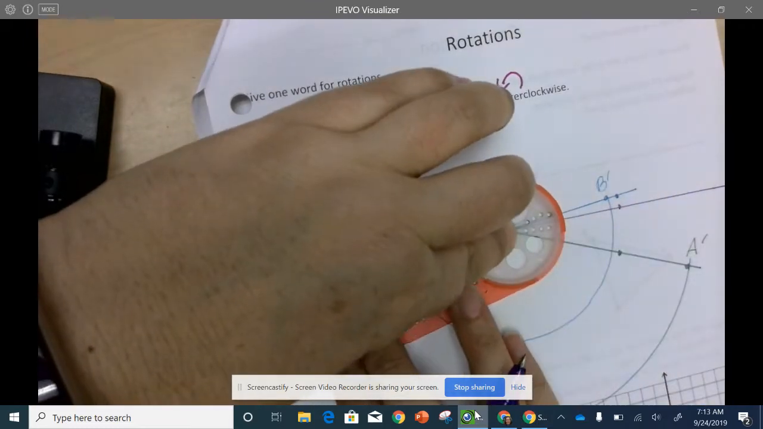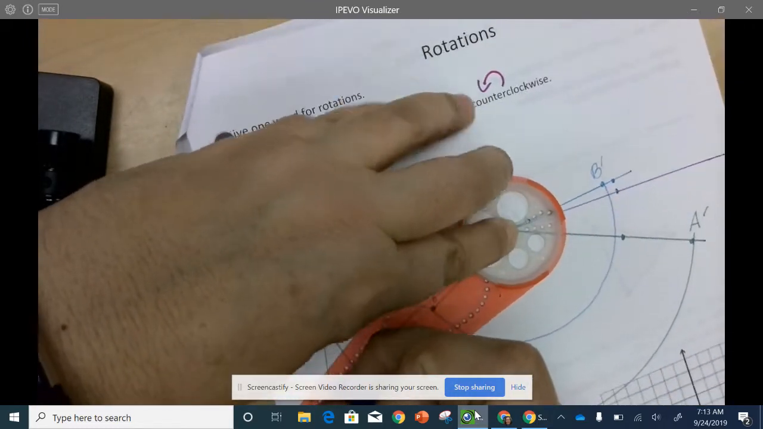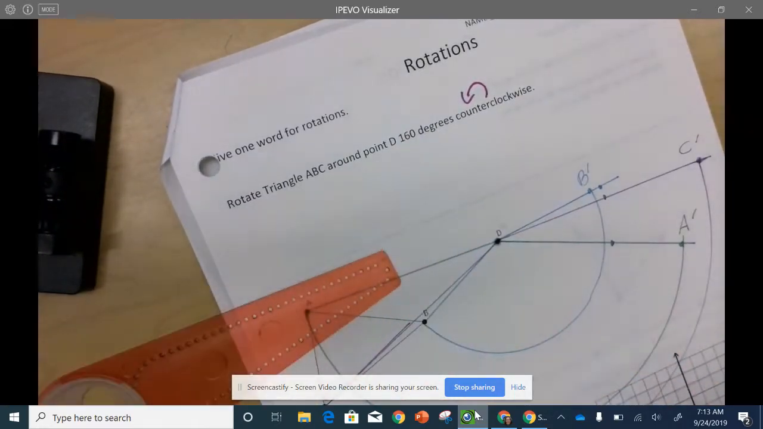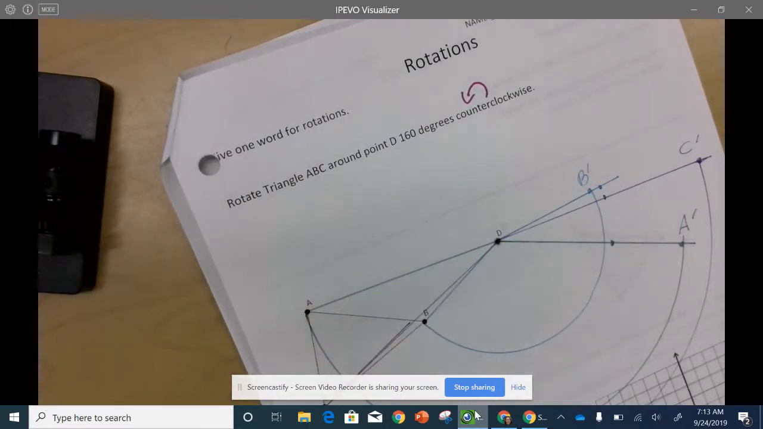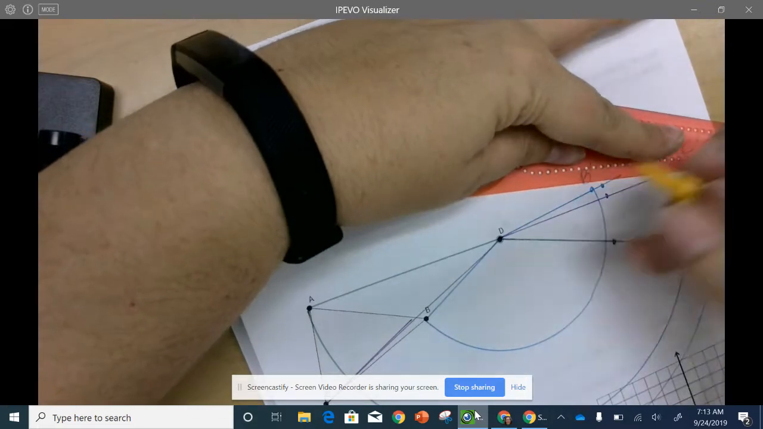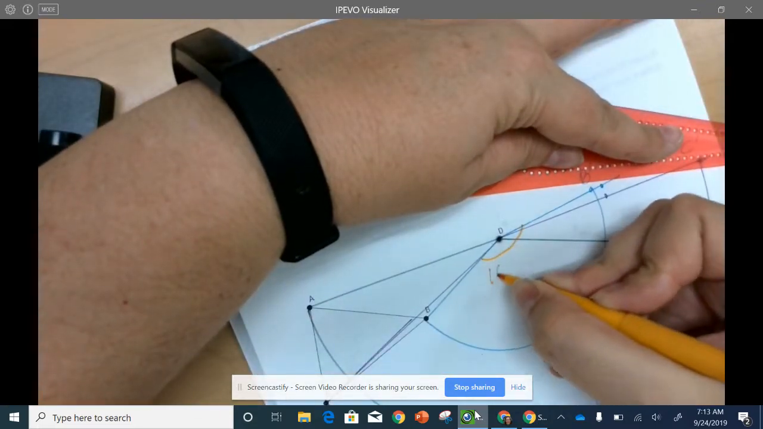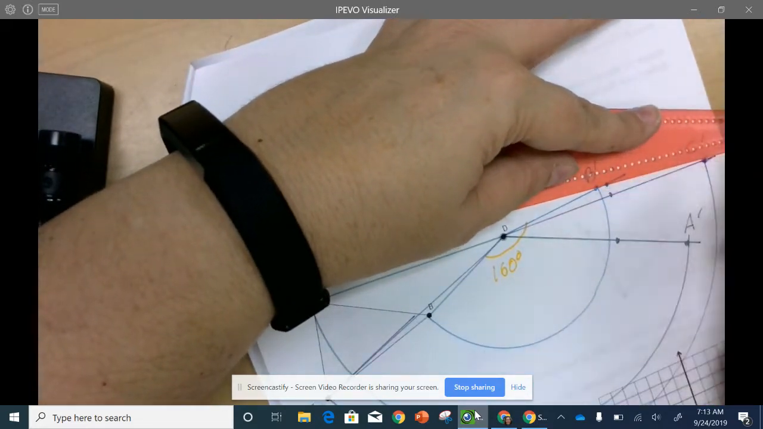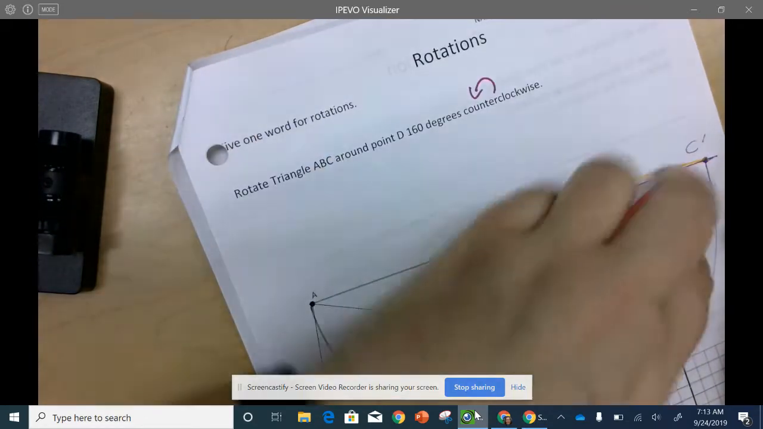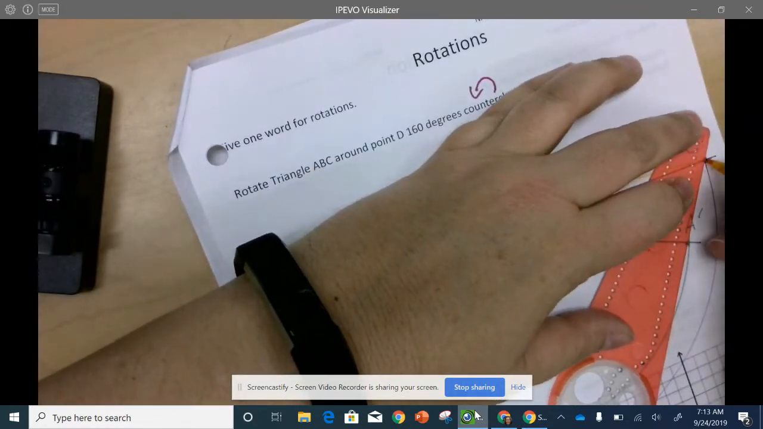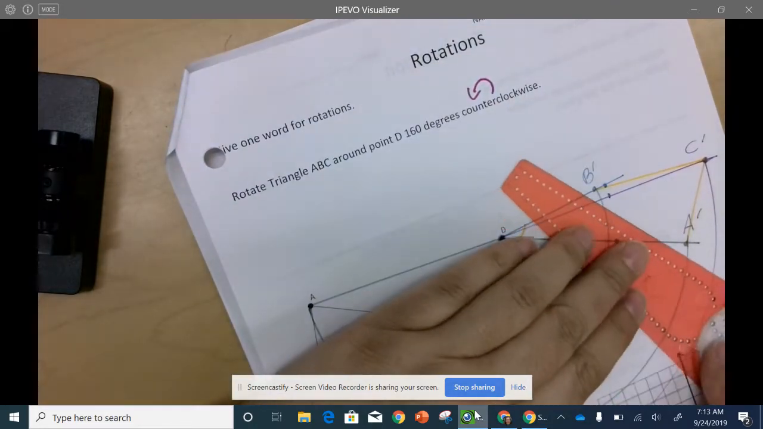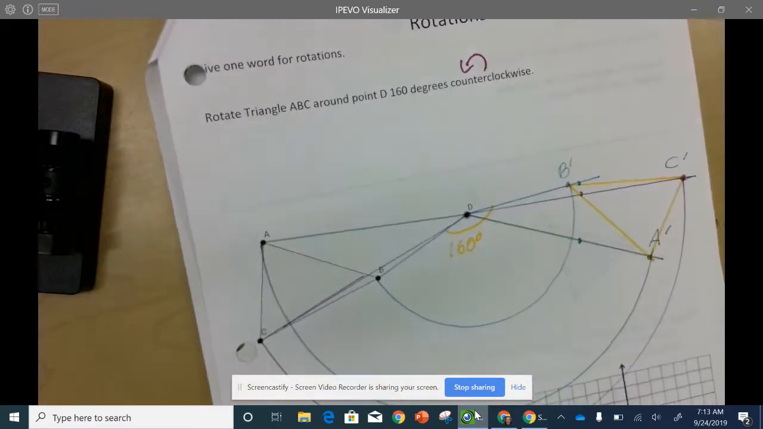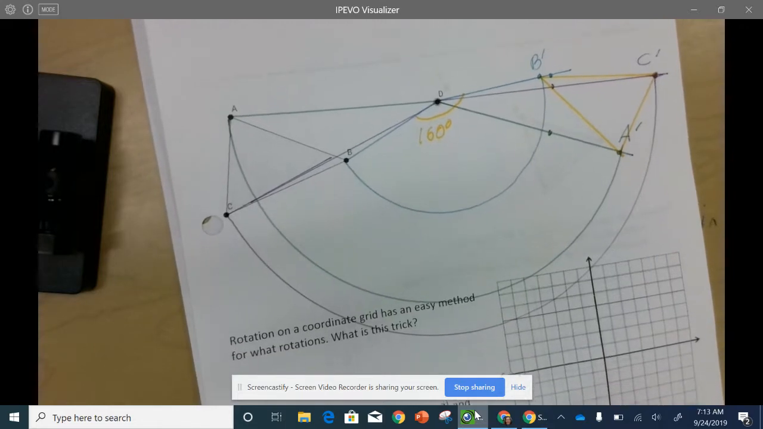Put my compass on D, line it up. I'm going to go all the way across. And then we're going to go ahead and create our triangle. And everybody, these angles are all 160 degrees. So we rotate it 160 degrees. Okay, that's an easy trick.